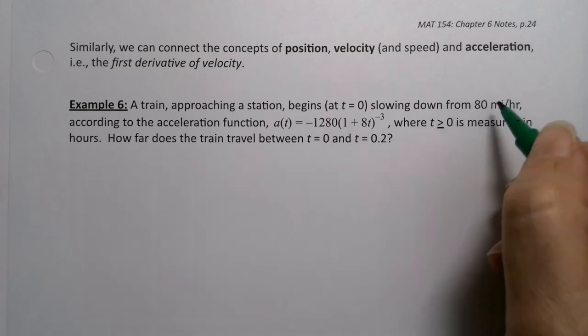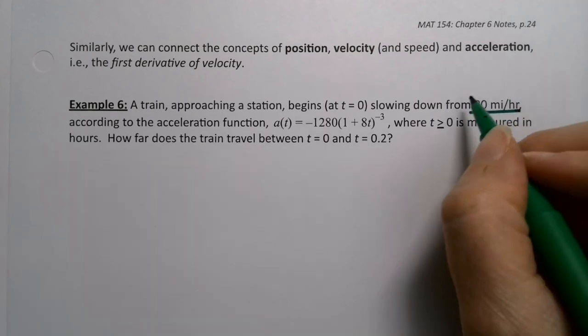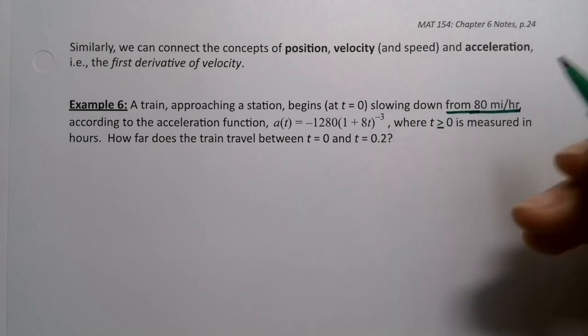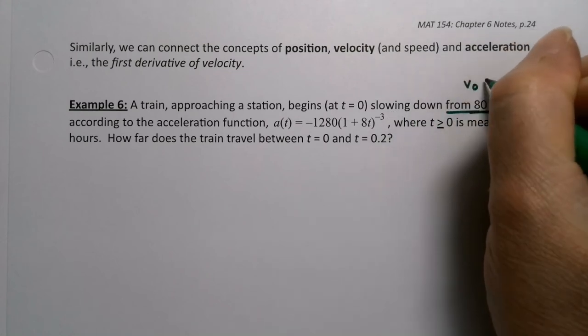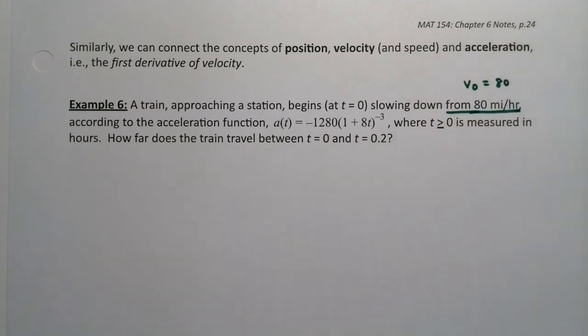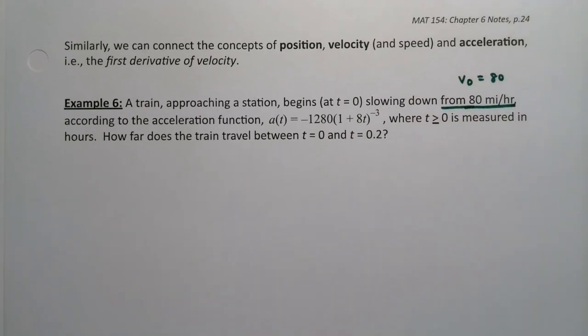Okay, that's a good one. All right, a couple things. One, we notice it's slowing down from this value, so that's telling us that V0 is 80, right? And it was positive because, of course, it was going right on the tracks.